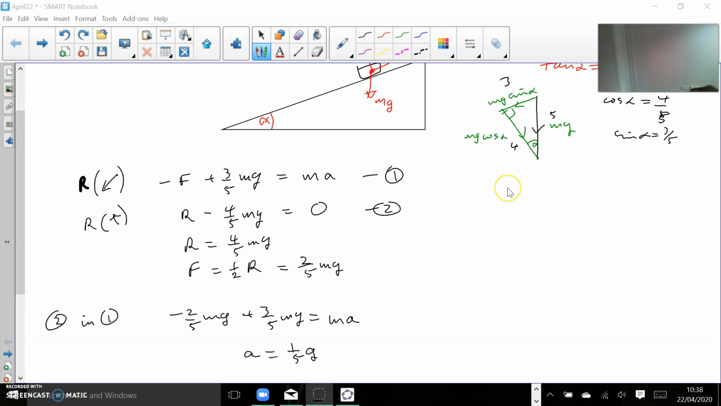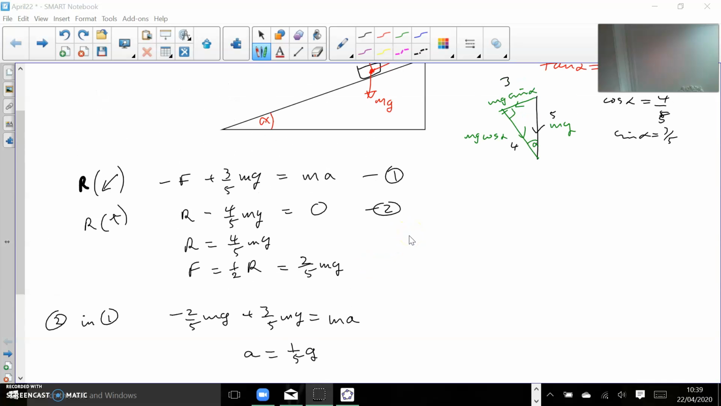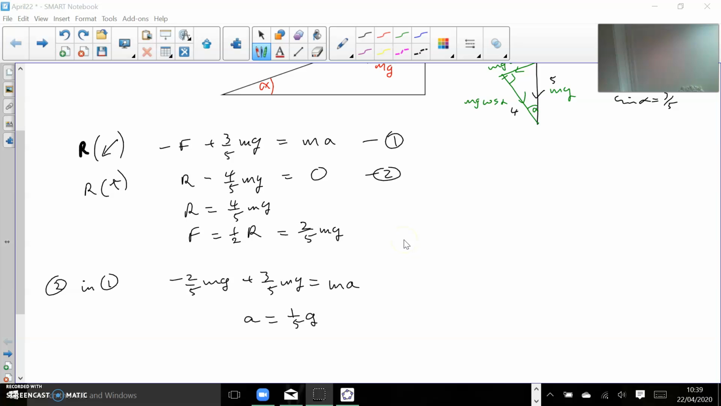In other words, acceleration is independent of mass, and you can see that in the equation because the mass cancels, and acceleration is not dependent on the mass, which is why we don't need to have the mass in the question. Okay, so that was the first part, to find the acceleration.